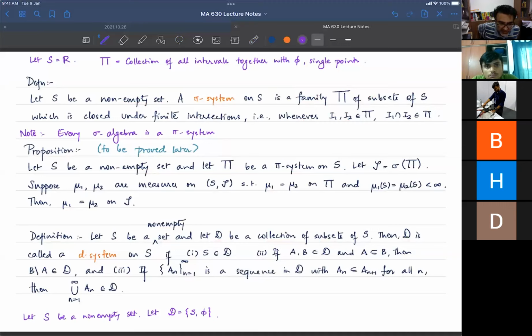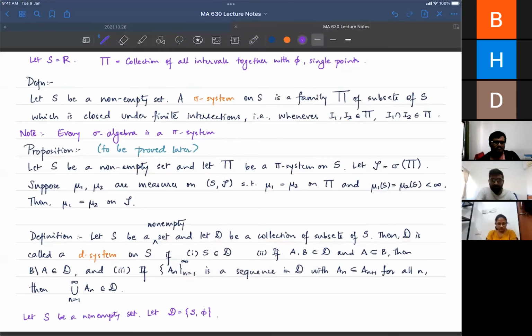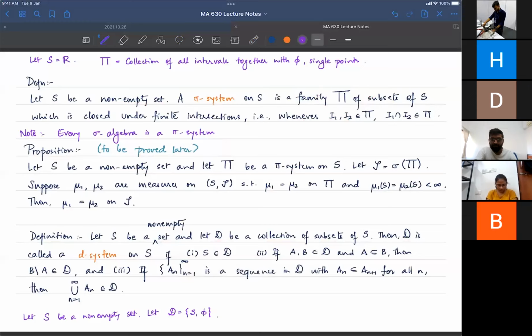Consider this family. D equals the set containing S and the empty set. Is this a D system? Rishikesh Pawar, is this a D system? Dhiren Maheshwari, is this a D system? Yes, sir, it is. Right, it is, right?